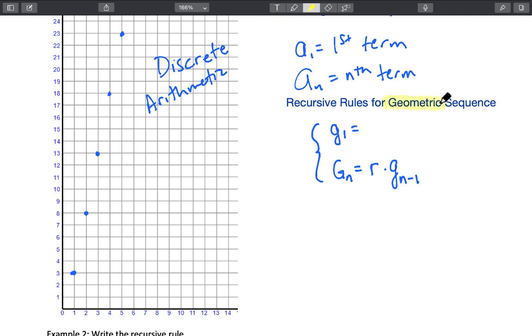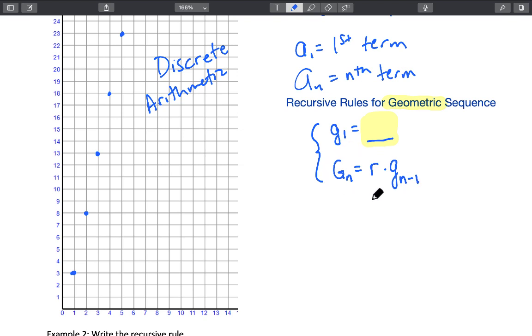So for geometric sequence, remember now they don't have a common difference, they have a common ratio. You still are going to be given the first term or terms in that geometric sequence. We'll do an example coming up here in just a second.